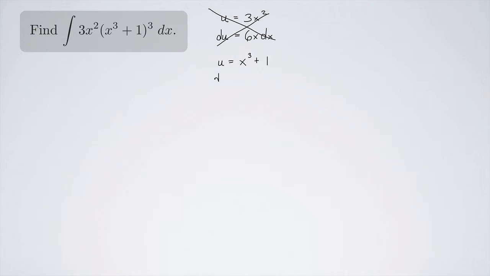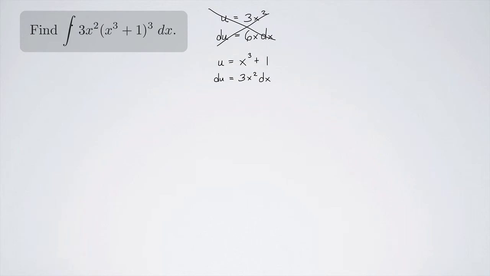Instead, let's try letting u be x cubed plus 1, and then du would be 3x squared, that's the derivative of x cubed plus 1, and then I have to tack on a dx. And 3x squared does show up in the integral, that's right in the beginning here. So this is what we're going to want to use. And it's okay if you try one, it doesn't work, you just cross it out, try something else.